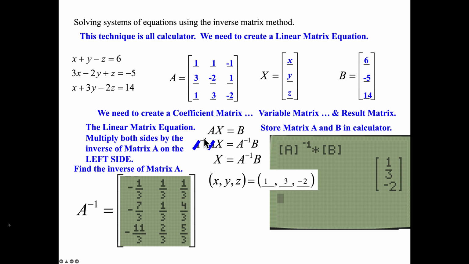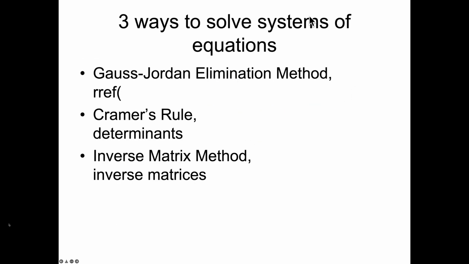Now, that -1 right there, that's the matrix button. So you're going to hit x to the -1. So I'll show you that in just a second. Just to recap everything, we had 3 ways to solve your systems. The Gauss-Jordan, which is the RREF, Cramer's rule, inverse.